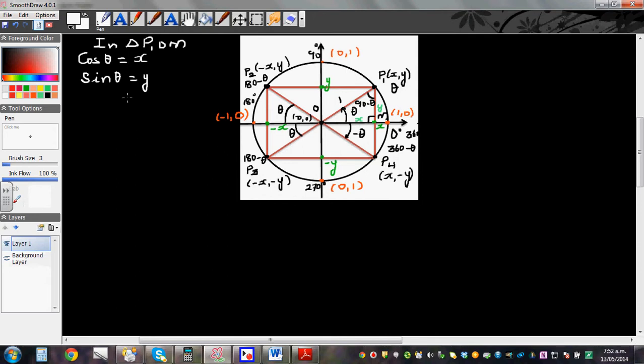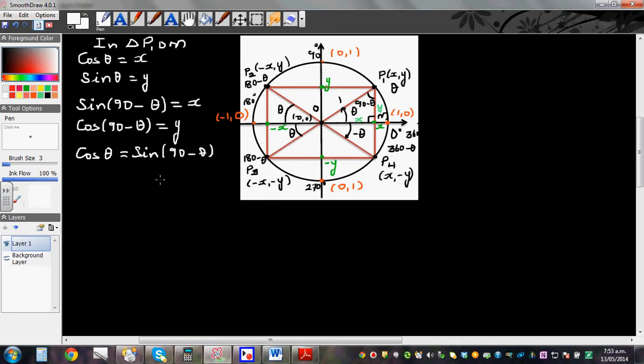What can we do now? What is sine 90 minus theta? For sine 90 minus theta, this is the opposite and this is adjacent. So that is x. And what is cos 90 minus theta? For 90 minus theta in the same triangle, the adjacent is y, so that is y. So we have proved a very interesting result. Cos theta is equal to sine 90 minus theta, and sine theta is equal to cos 90 minus theta.